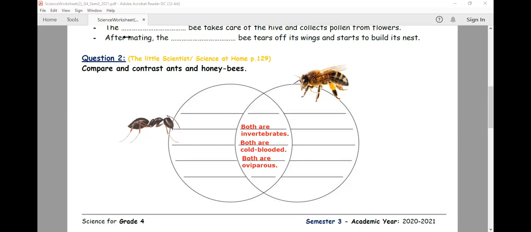Guys, where do ants live? They live on the ground. Ant colonies, they're called anthills. They live in ant colonies or in ant hills. Where do bees live? In hives. They live in hives. This is the first difference.